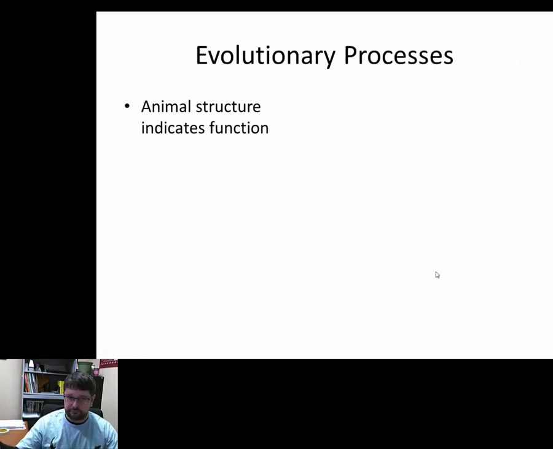So, basic evolution. We'll come back and talk about it a bunch more. But one of the key components of evolution, especially when we're talking about animal evolution, is this principle that we call structure equals function, or structure indicates function. There are lots of features that we'll talk about in different groups of animals that are specific to that group and indicate a specific function.